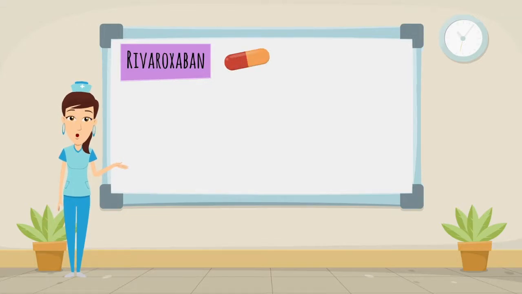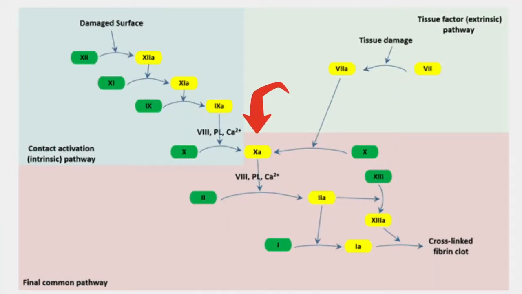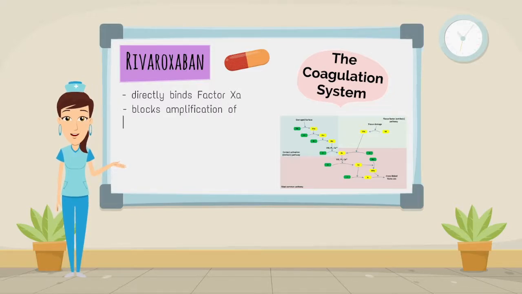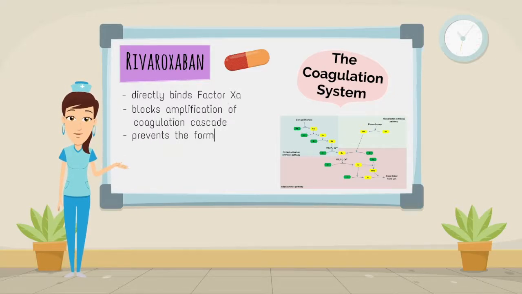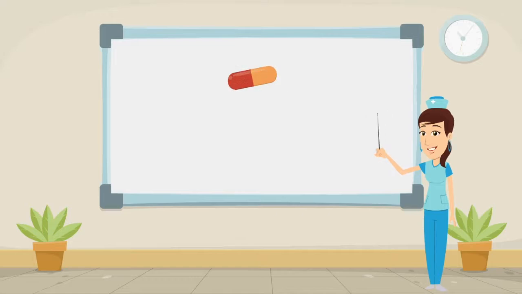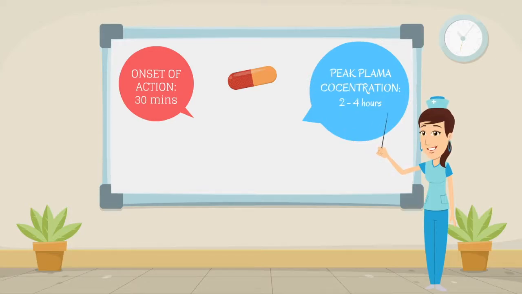Rivaroxaban is an oral anticoagulant that acts on the coagulation cascade, which is the process by which blood clotting occurs. It acts by directly binding to factor XA and competitively inhibiting the active site. This inhibition blocks the amplification of the cascade, preventing the formation of blood clots and thereby preventing DVT. Rivaroxaban is administered orally and provides an onset of action within 30 minutes, reaching a peak plasma concentration within 2 to 4 hours, and has a half-life of 5 to 13 hours depending on age.